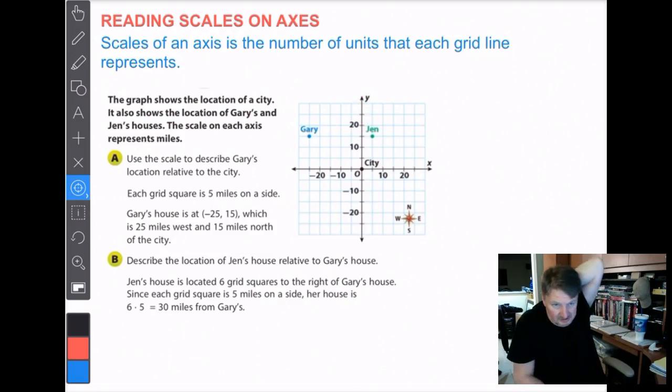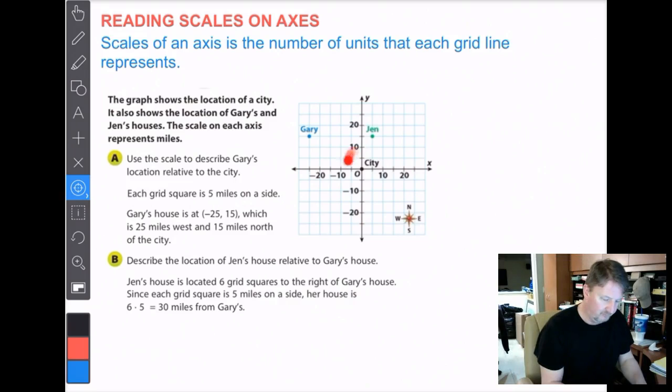All right. It says Gary's house is at -25, 15. So if we go over 5, 10, 15, 20, 25, that's -25, and up 15. 5, 10, 15. That's Gary's house. Which is 25 miles west, right? And 15 miles north of the city, or of the origin. Describe the location of Jen's house relative to Gary's house.